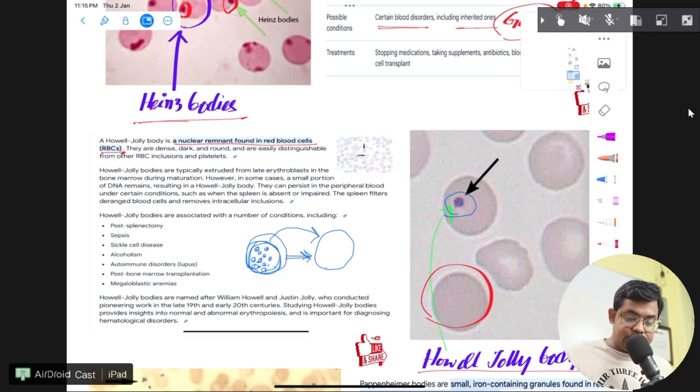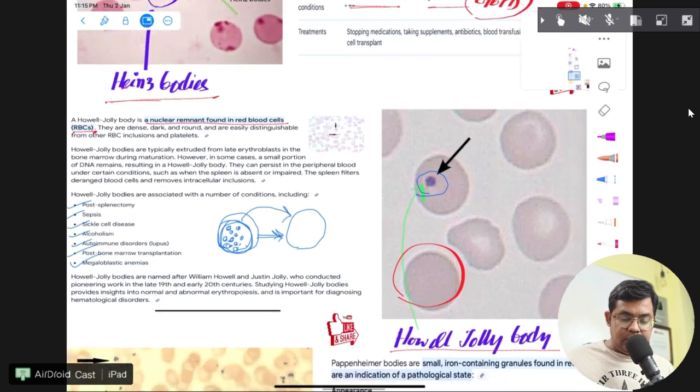So these are found in post-splenectomy condition, in sepsis, sickle cell disease, in alcoholism, in some autoimmune disorders. They can also be seen post bone marrow transplantation or in megaloblastic anemia.